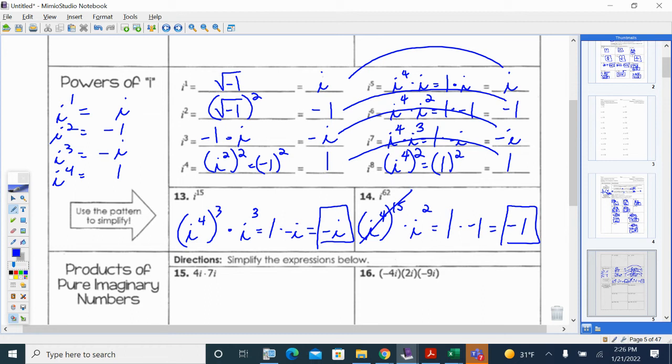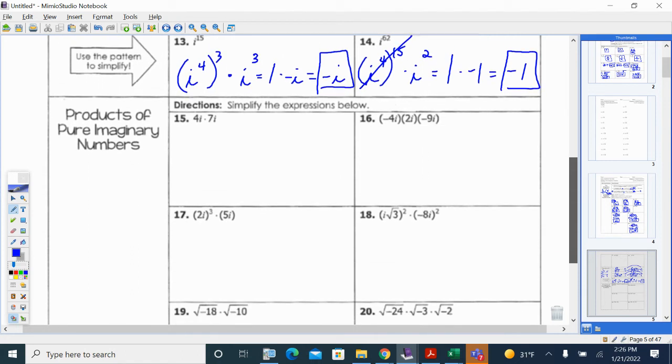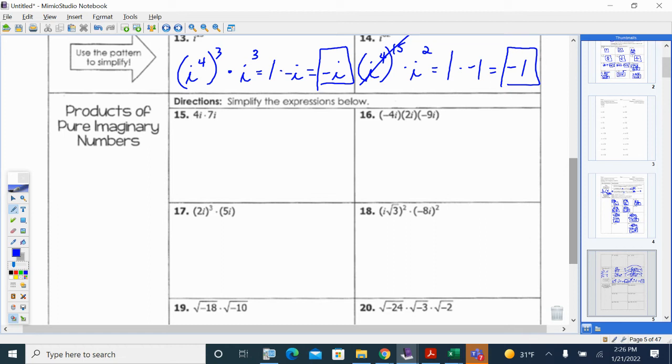All right, so we're going to use this as we go through the product of pure imaginary numbers. We want to simplify the expressions below. Number 15 says 4i times 7i. Well, i's work kind of like variables. So when I take 4i times 7i, I'm going to get 28i squared. And i squared is equal to -1. So this is 28 times -1, which is -28.